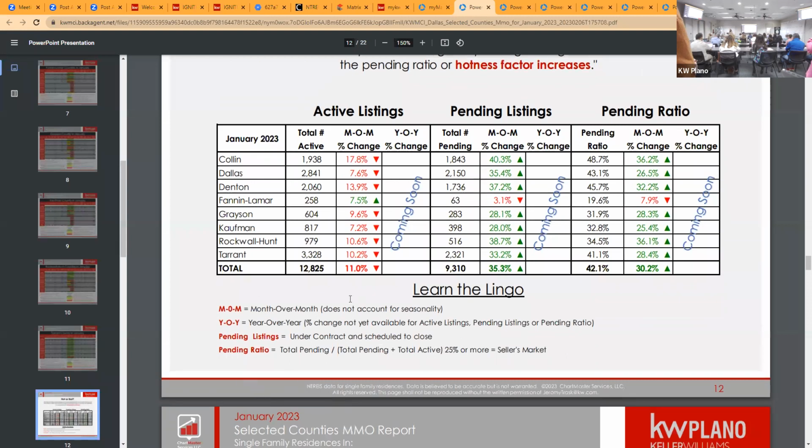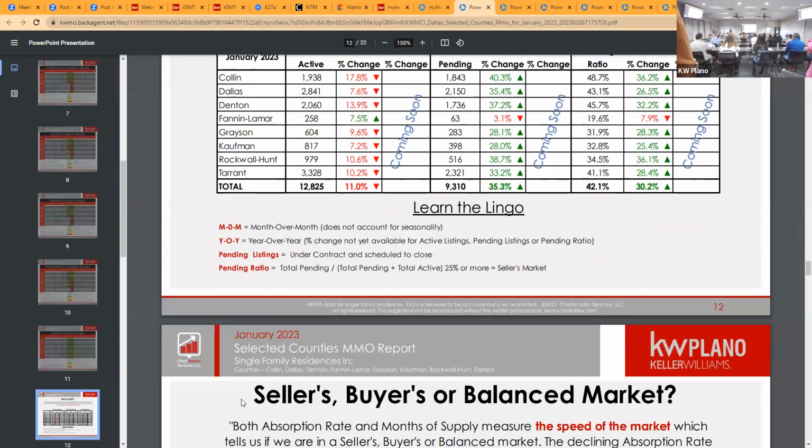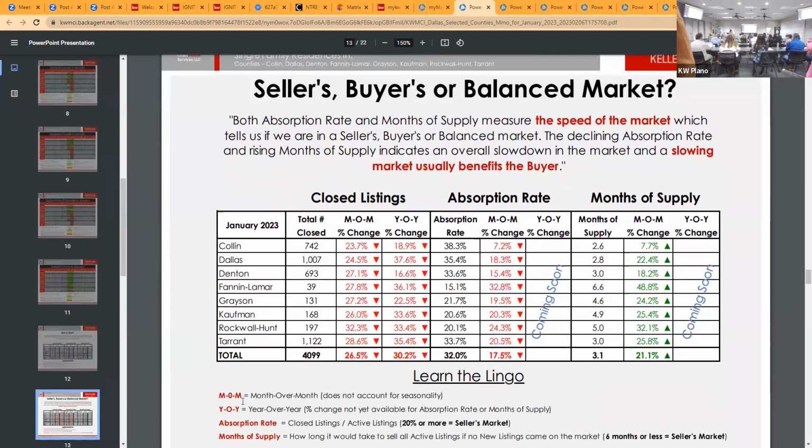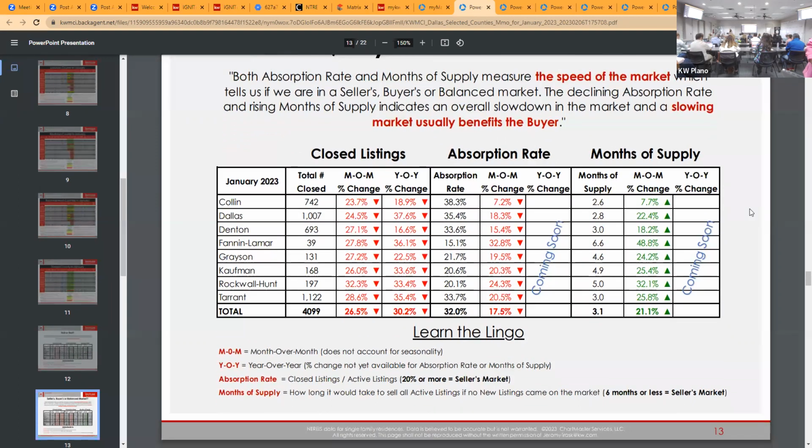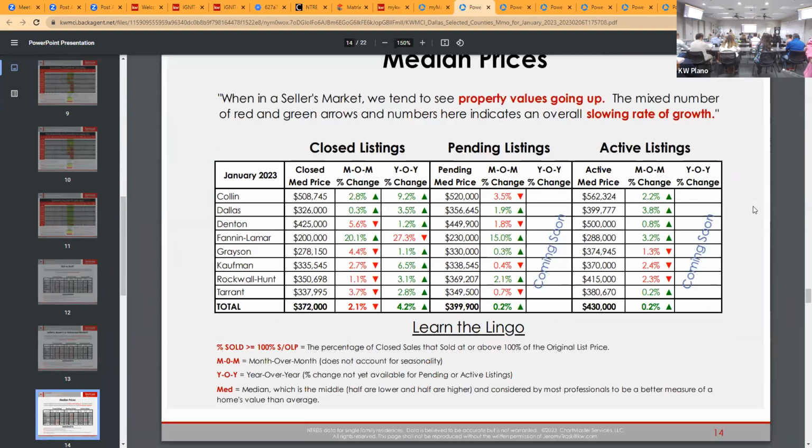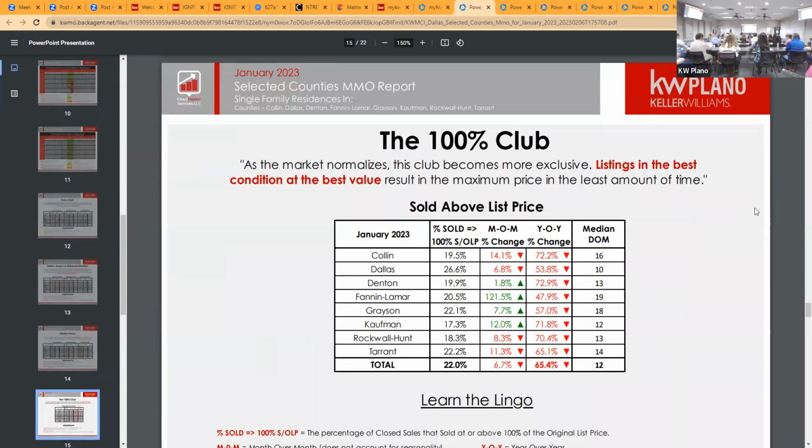And then again, he has the definitions down here at the bottom. This is helpful, I think. And then are we in a sellers, buyers, or balanced market? Again, he's got closed listings, absorption rate, months of supply of inventory by county. Median price by county. And then percent change year over year, month over month. I have to ask him about this one. Listings in the best condition at the best value result in the maximum price in the least amount of time.